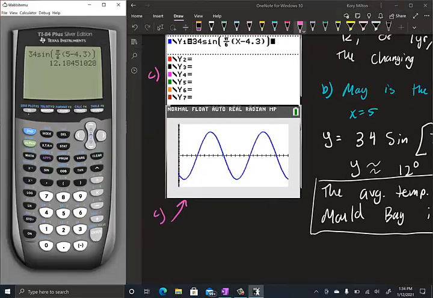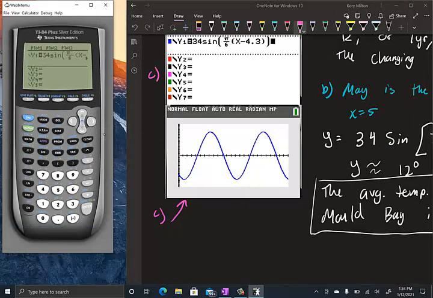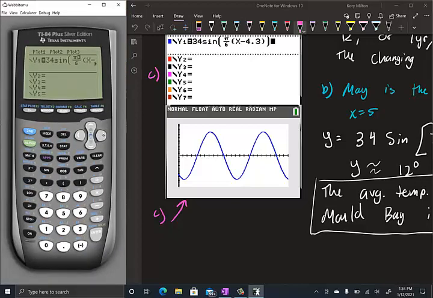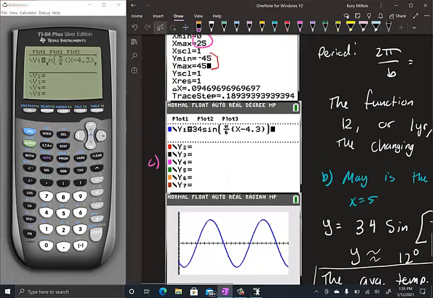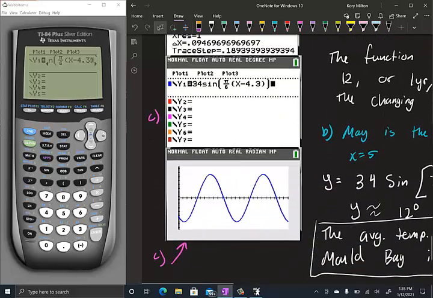So you hit y equals, and you're going to plug in the function exactly the way it looks: 34 sine pi over 6x minus 4.6. Now your window should already be changed. Your window should already look like that. If not, hit window and change it. And then from there you hit graph. And see how it matches the graph?